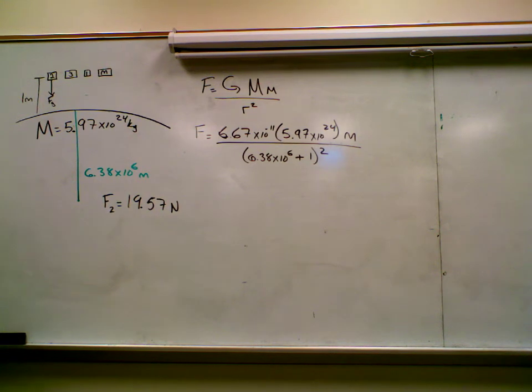All right, so the force on 2 is 19.57, right? Yeah. So that's F equals GMm over r squared. What's the only force acting on this 2 kilogram mass though? Gravity, right? So what does Newton's second law tell me? Amanda, you got a question?